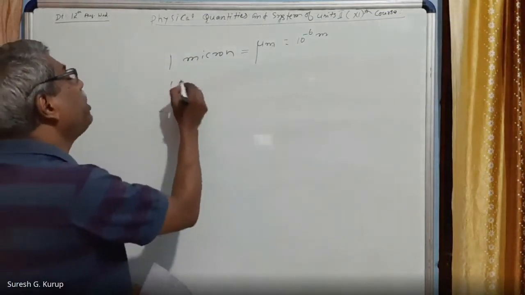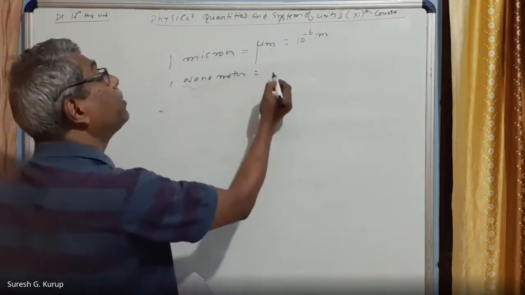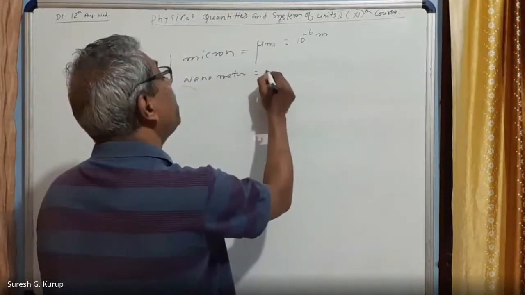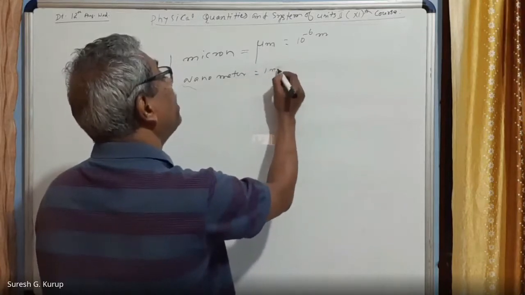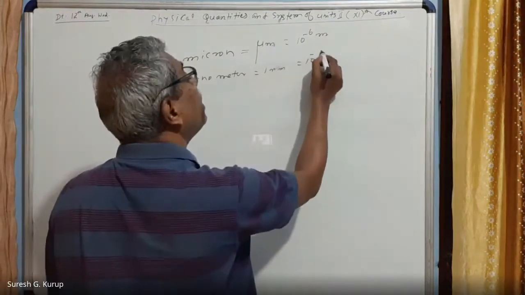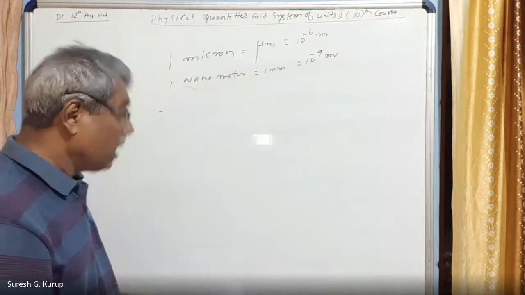Next is 1 nanometer. 1 nanometer is equal to 10 raised to minus 9 meter. These you have to remember only. This is very important.